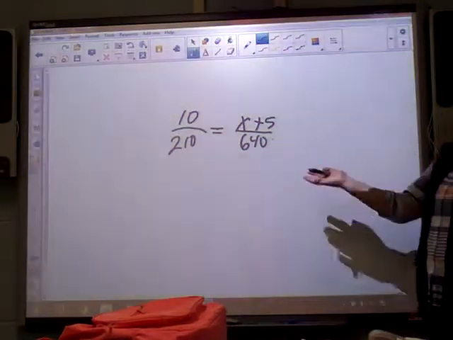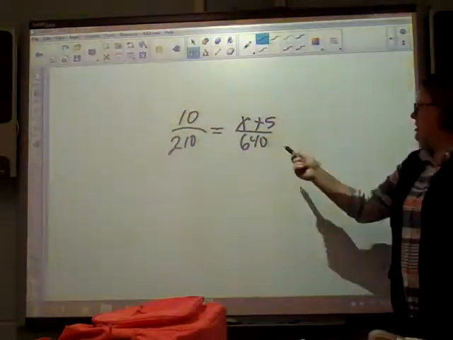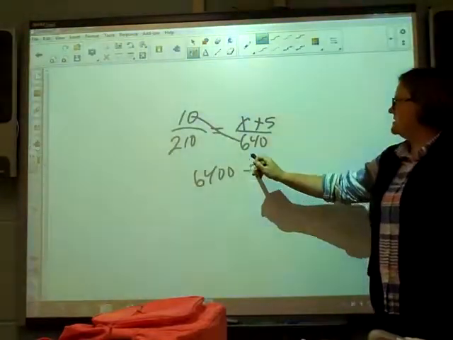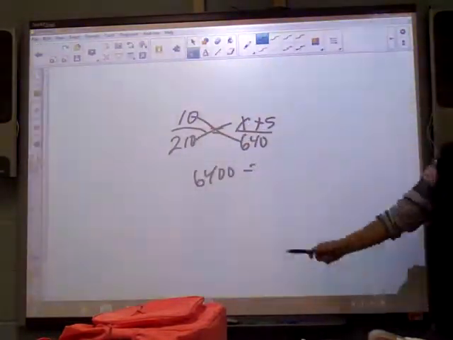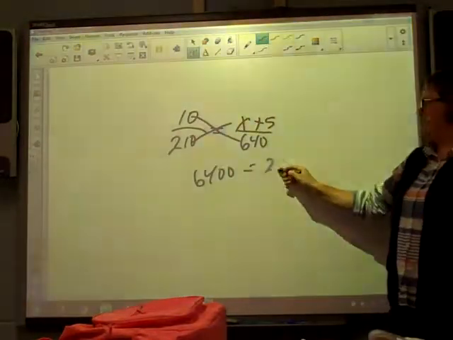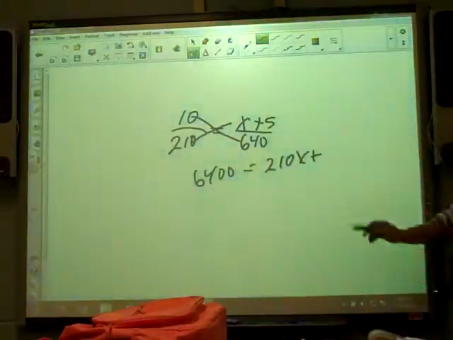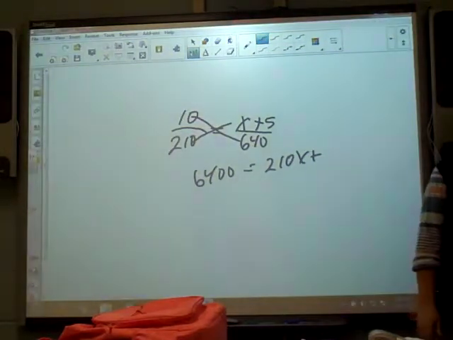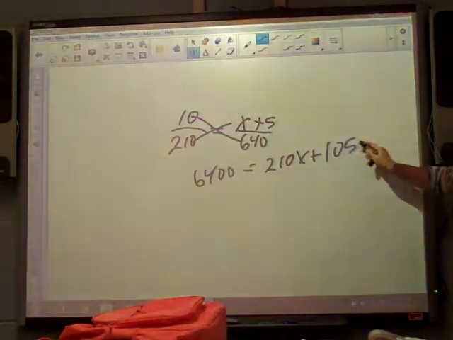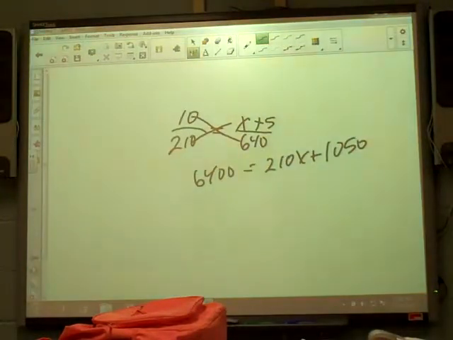Alright, so it is a proportion. We will cross multiply, so that would get us 6,400. Now notice when you cross multiply here, you got to distribute the 210 to both of them. So that'll be 210x plus, what's 5 times 210? Surprise people, 1,050. Very good. Alright, we got a 2-step middle school equation just with larger numbers. So let's solve this.